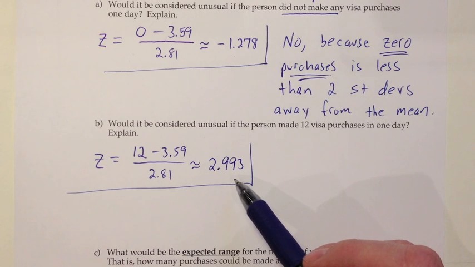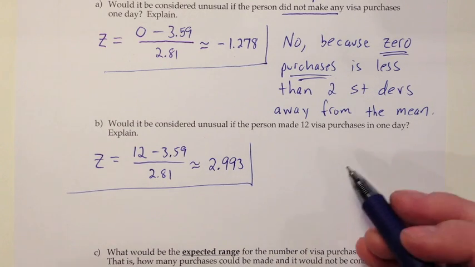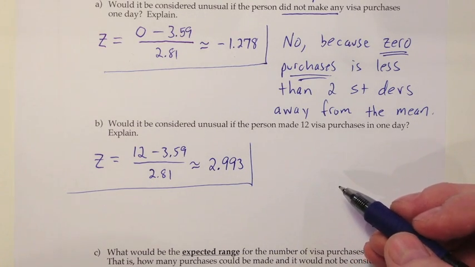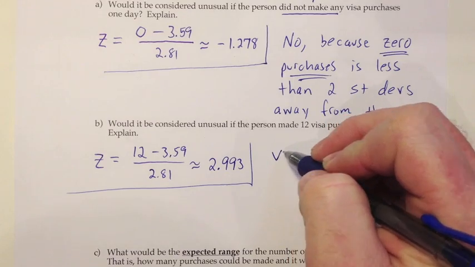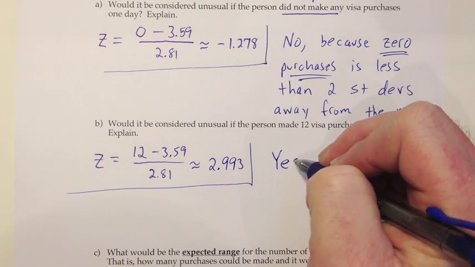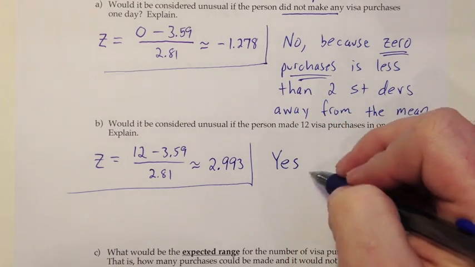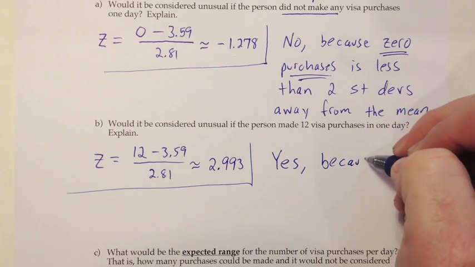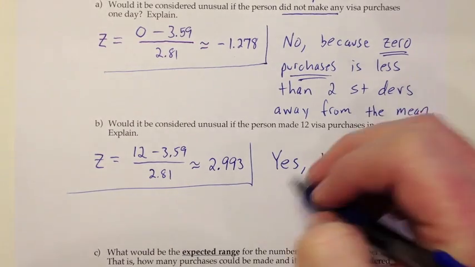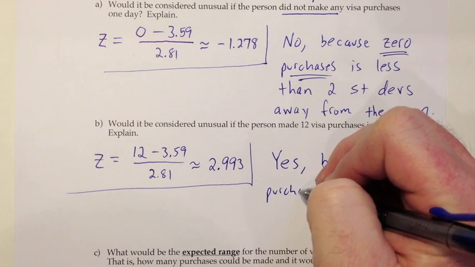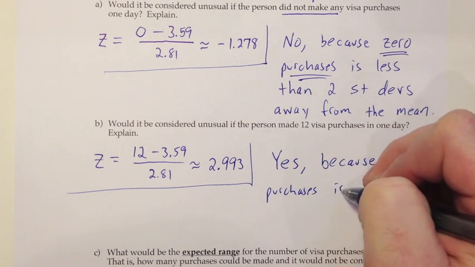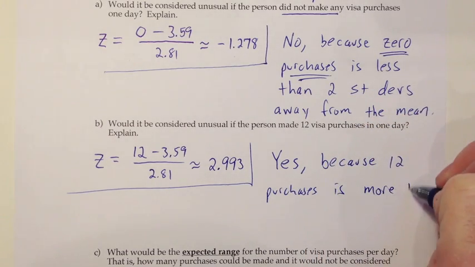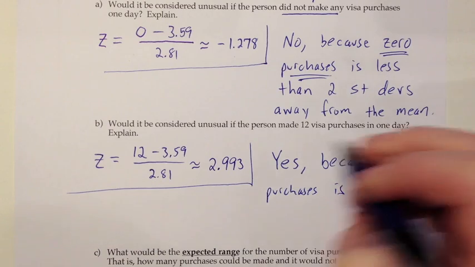And if you're more than 2 standard deviations away from the mean, in statistics we consider that to be unusual. So my answer to the question of is it going to be unusual is I'm going to say yes, and then my explanation is going to be because 12 purchases is more than 2 standard deviations away from the mean.